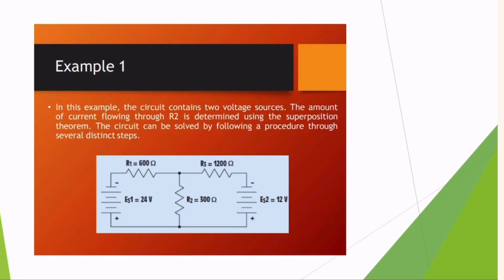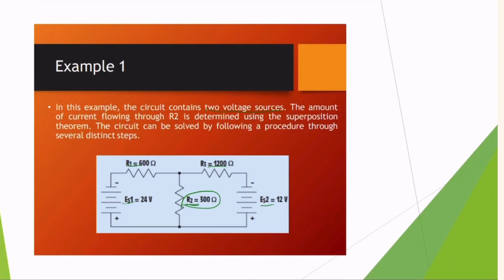So example 1. In this example, the circuit contains two voltage sources, E1 and E2. The amount of current flow through R2 is determined using the superposition theorem. The circuit can be solved by the following procedure through several distinct steps. So we have E1 and E2, and three resistors, R1, R2, R3. We try to find the current through I2.